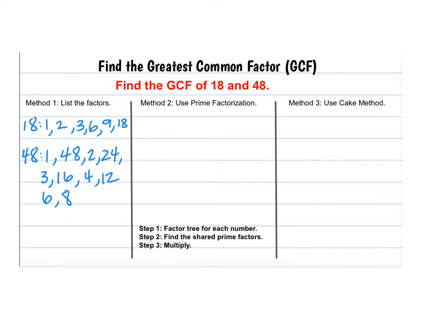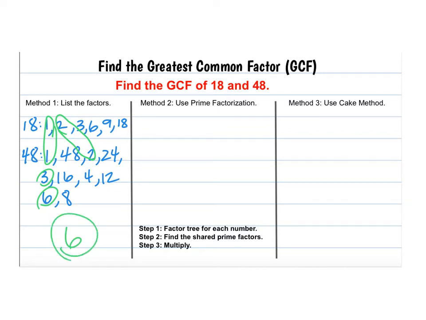So numbers that they have in common here now. They both have 1. They both have 2. They both have 3. They both have 6. So the greatest of those, it's a lot easier if these are in order, least to greatest, and nicely lined up. But the greatest common factor, the biggest number that goes into both 18 and 48, it looks like is 6. So that's the first method.